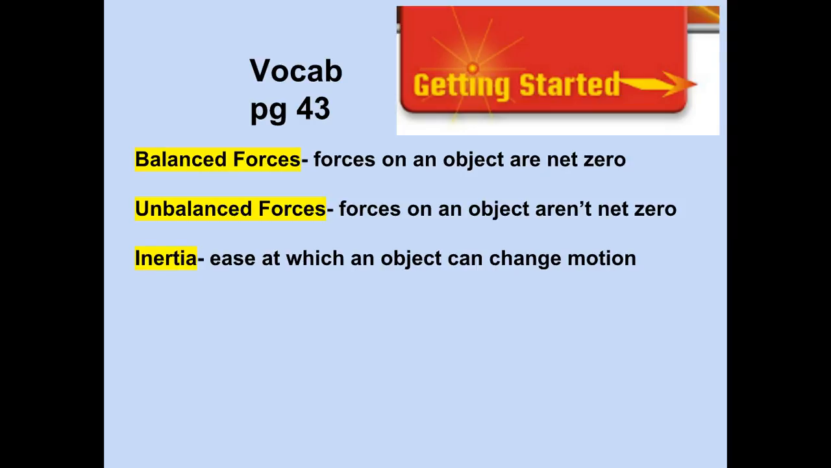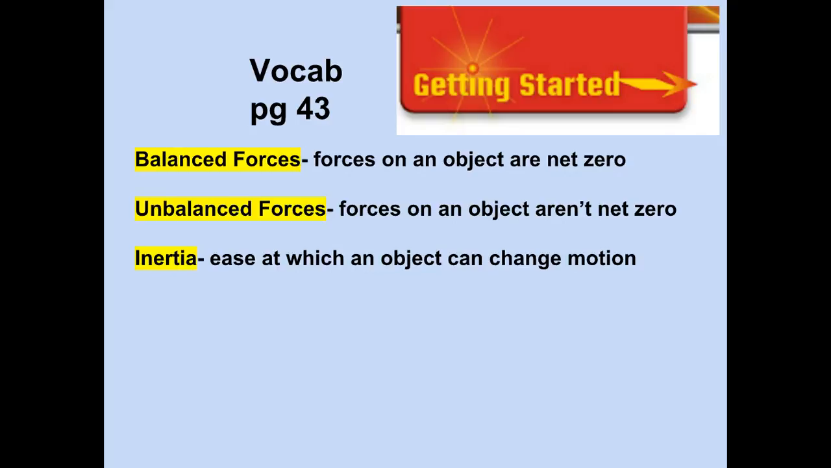The second vocabulary word is unbalanced forces. Those are forces on an object that aren't zero. So this is any time that a larger force is pushing and isn't counteracted by the exact same force, that would cause movement, and movement is a result of unbalanced forces.